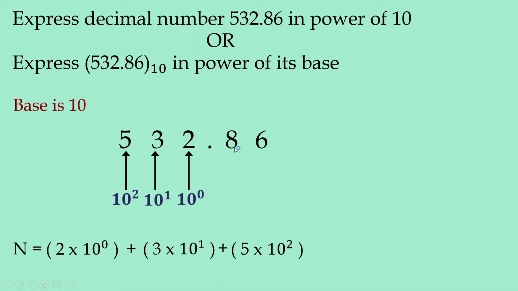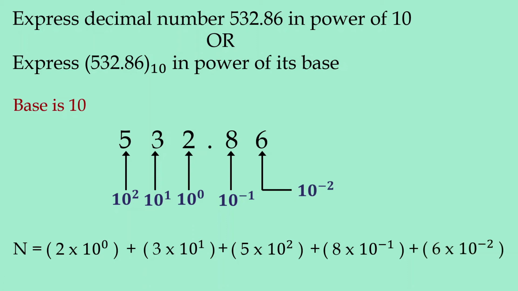So we will have the weight as 10 raised to minus 1. So we will add it with the previous one, plus we will get 8 into 10 raised to minus 1. Then for 6, the weight will be 10 raised to minus 2. So we will add it with the previous one. So it will be plus 6 into 10 raised to minus 2. So this is how you express any number in power of 10.